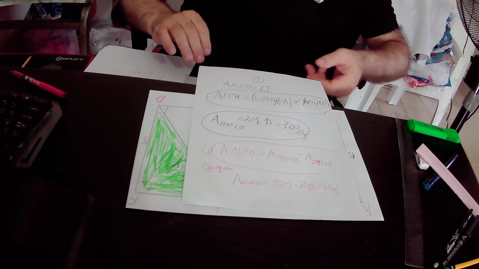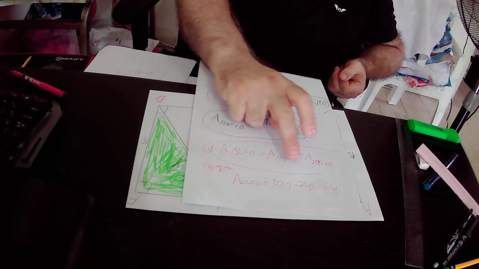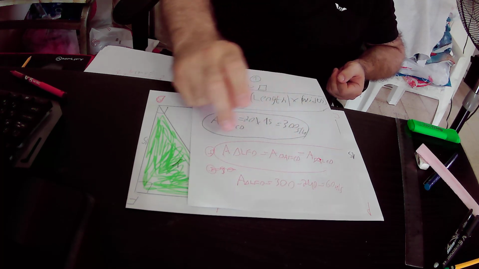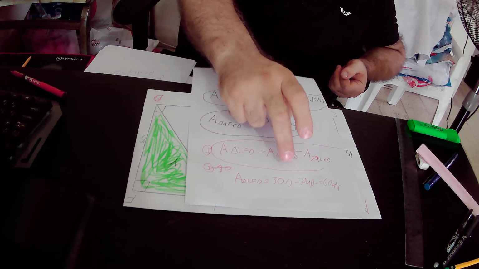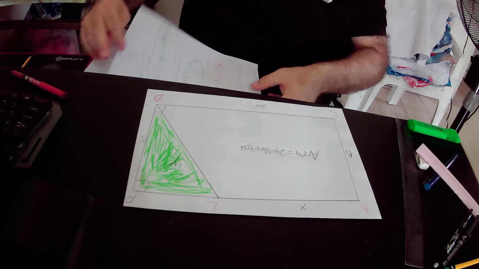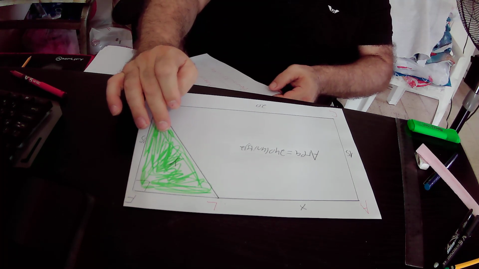Okay, so the area of the rectangle is 300 units squared and the area of the shape that was given to us is 240 units squared. So 300 minus 240 is 60 units squared. So the area of the right green triangle equals 60 units squared.